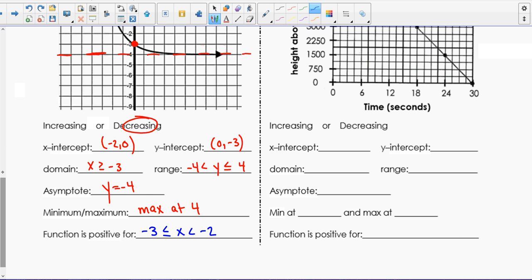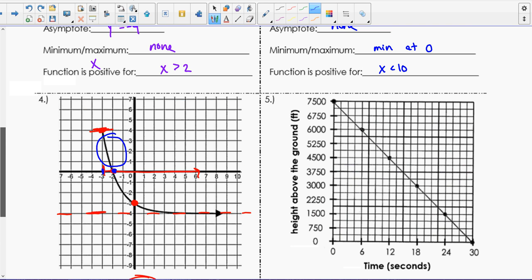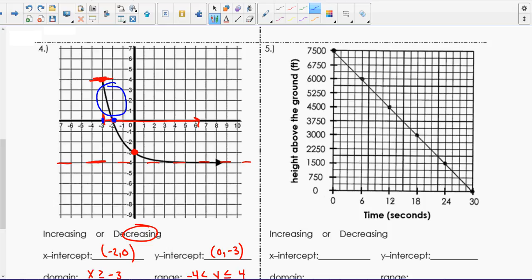Okay, talk about number 5. Number 5, we have some context: time in seconds versus height above the ground. So you can see that you're lowering, so this function is decreasing. Your x-intercept is right here at (30, 0). Your y-intercept is all the way up here at (0, 7,500).